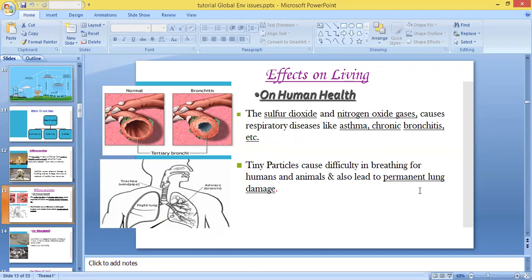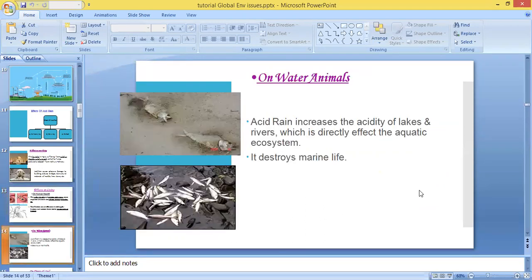On water animals, acid rain increases the acidity of the lakes. As you know, wet deposition brings this variety of gases, or pollutants, back to the surface of the earth along with the water. So when it goes to the water bodies, it increases the acidity of the lakes and rivers.